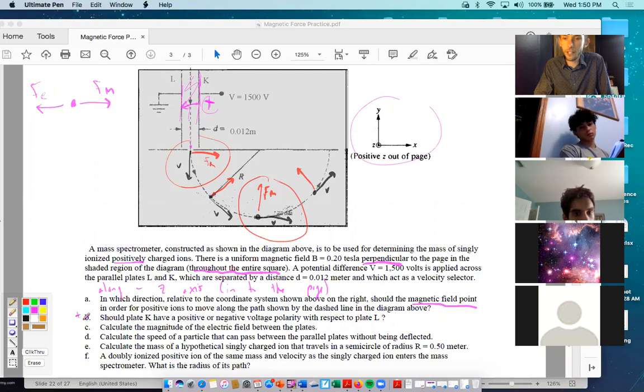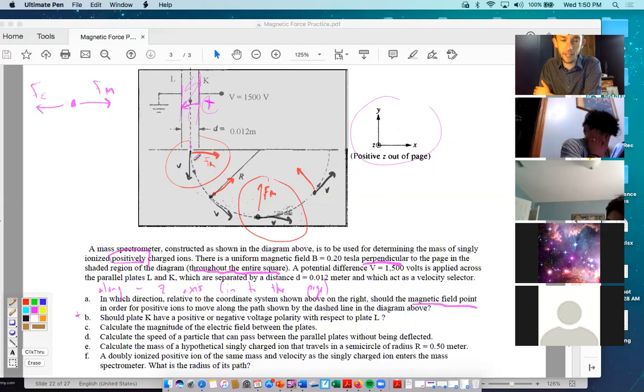This is something I failed to mention. You really need to pay attention to whether your particle is positive or negative. Who can tell me why, for all this magnetic stuff? Because the right-hand rule is opposite. Yeah, it flips, right? So if I was looking at a negatively charged particle, then this would be incorrect. My magnetic force would be pointing the other way.